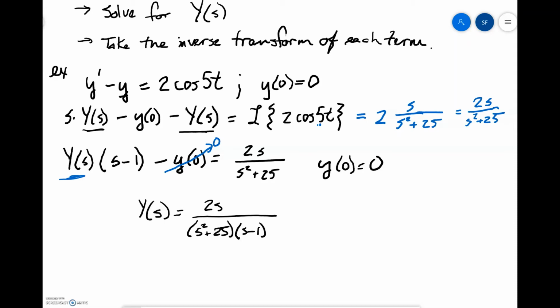Now we have to do the inverse transform of each. But if you look at our table, there are no factors like this in any of these entries. And so we're going to have to break these apart by partial fraction decomposition.